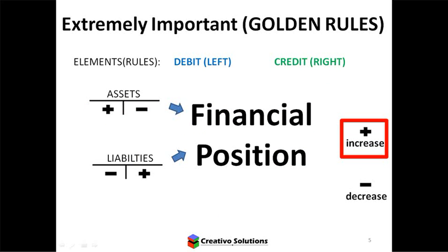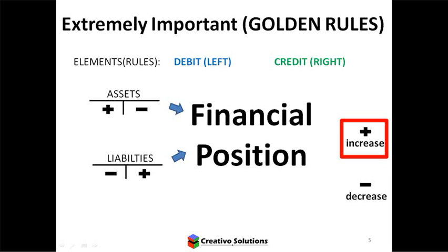We looked at the rules last time. This is a note again for two very important elements that we've now looked at in a little bit more detail. When looking at the financial position, the financial position of an entity is calculated by comparing its assets and its liabilities. Remember, the debit side is representing the left and the credit side is representing the right. Assets we know increase on the debit and decrease on the credit. The liabilities increase on the credit and decrease on the debit.